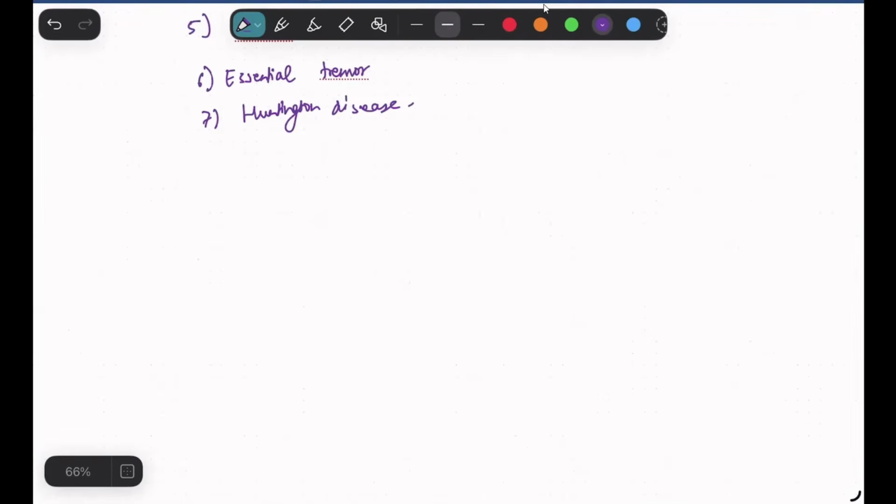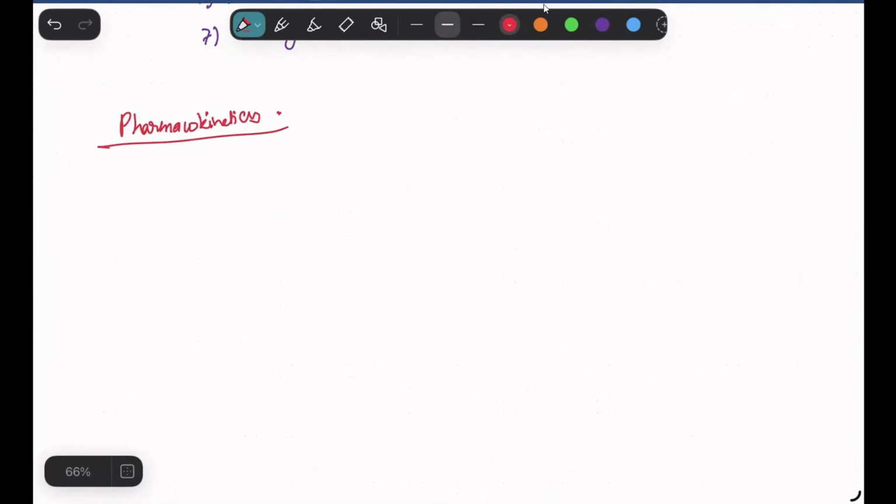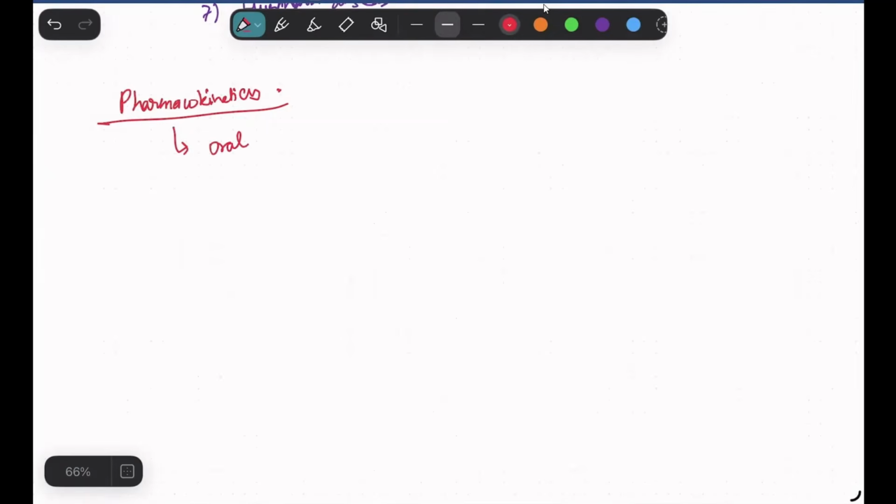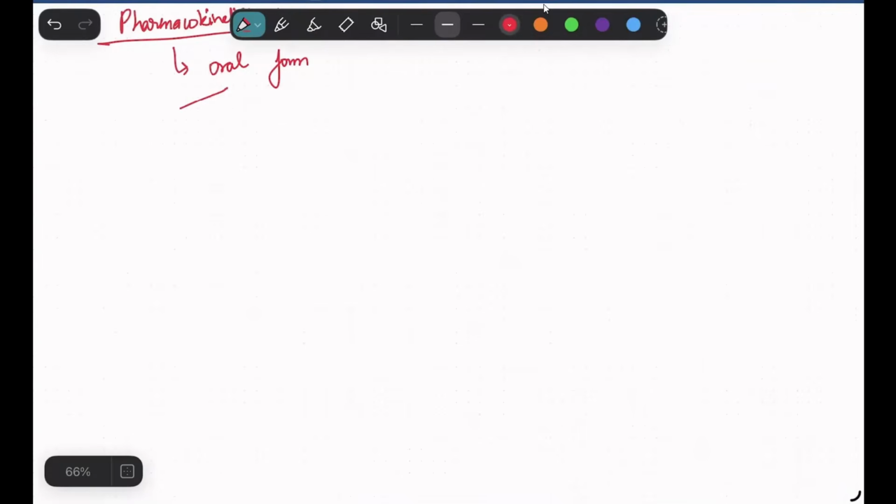Now what will we be doing? We will be going into the pharmacokinetics. This is important for any drug because once you know the pharmacokinetics, it becomes very easy to tell the dosing, how to dose, how to titrate, and what the interactions between the drugs are. Currently in India, clozapine is available only in oral form.